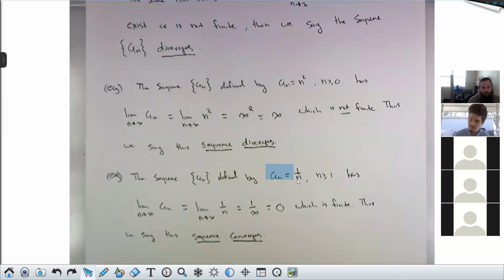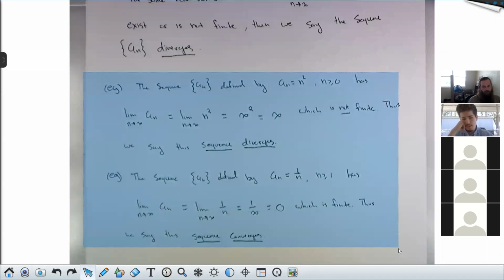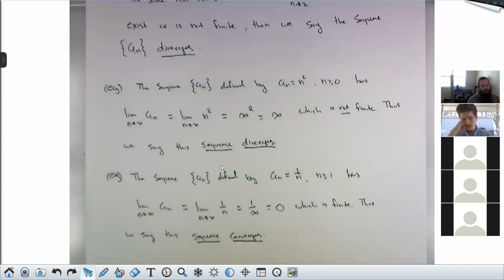The sequence 1 over n is definitely convergent as a sequence, because the definition of convergence for a sequence is just having a finite limit. You guys with me so far on these two examples? Are there any questions about these or the definition of convergence for a sequence?